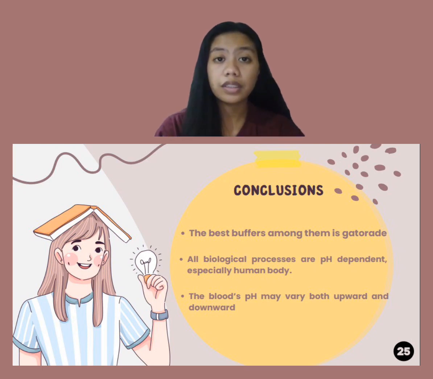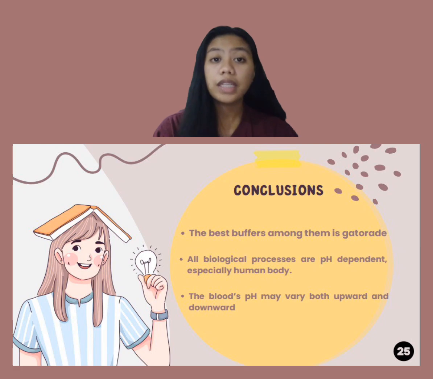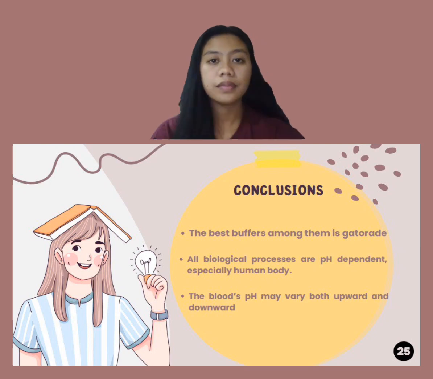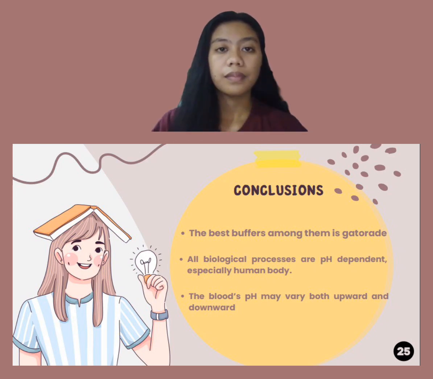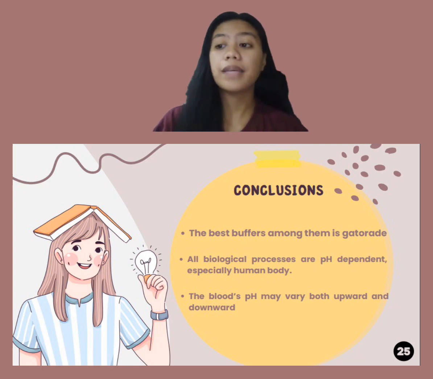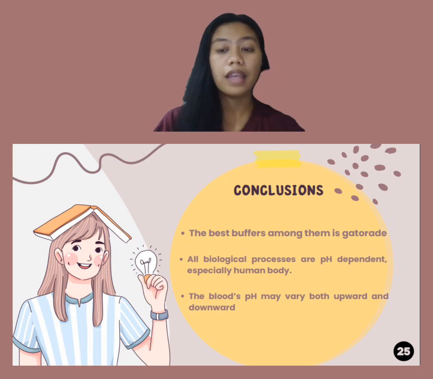The second conclusion is that all biological processes are pH dependent, especially in the human body. In relation to the second conclusion, the blood's pH may vary both upward and downward. When the blood's pH falls below 7.35, it becomes overly acidic, which can cause acidosis. Blood that has a pH above 7.45 is too alkaline, which leads to alkalosis.